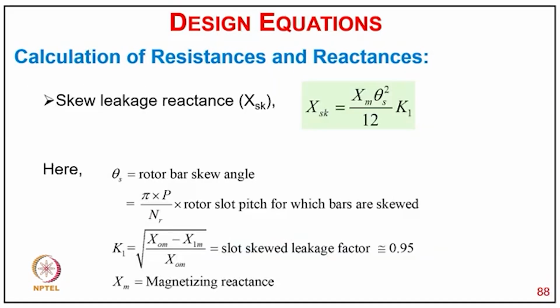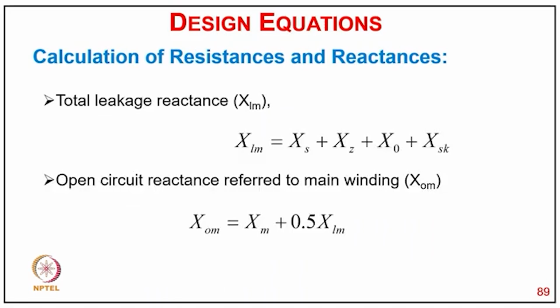So now coming to skew leakage reactance, Xsk equal to Xm theta s squared by 12 K1, where theta is the rotor bar skew angle, that is equal to pi P upon Nr into rotor slot pitch for which the bars are skewed, and K1 equal to under root of (Xom minus Xlm) upon Xm. The slot skew leakage factor is approximately 0.95, and Xm is the magnetizing reactance. Now total leakage reactance Xlm will be equal to Xs plus Xz plus X0 plus Xsk, and open circuit reactance referred to main winding will be Xm equal to Xm plus 0.5 Xlm.